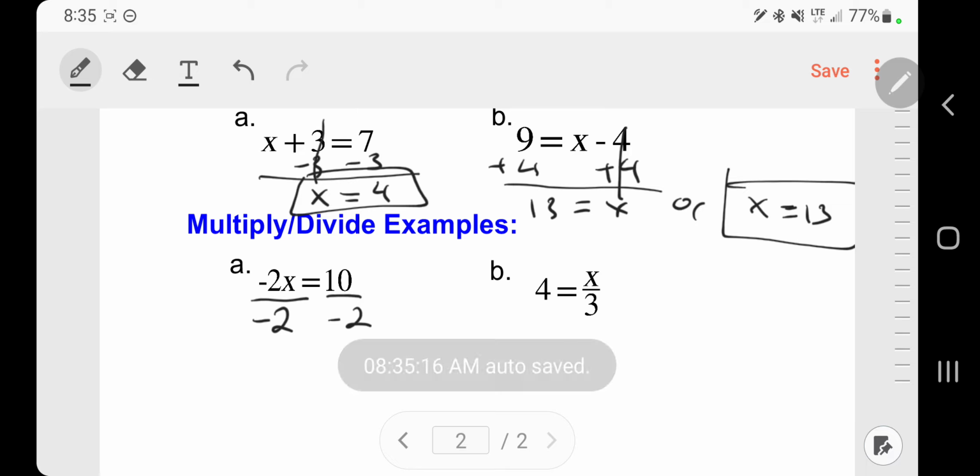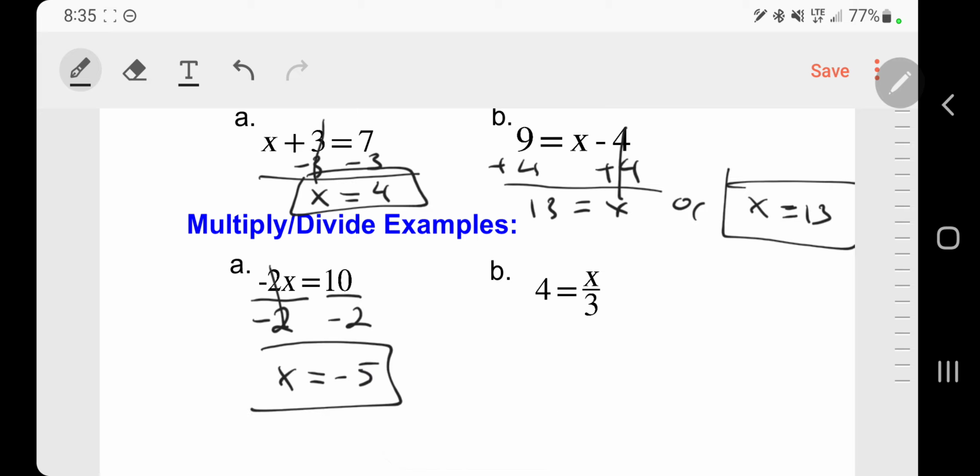We know that negative 2 divided by negative 2 is 1. So that's what we're looking to do when we're dividing. We're trying to cancel that number out, all right, by making it become a 1. So we divide by negative 2, that cancels that out. And then on the right side, 10 divided by negative 2, I'll end up here with x equals negative 5. And that would be my final answer there.